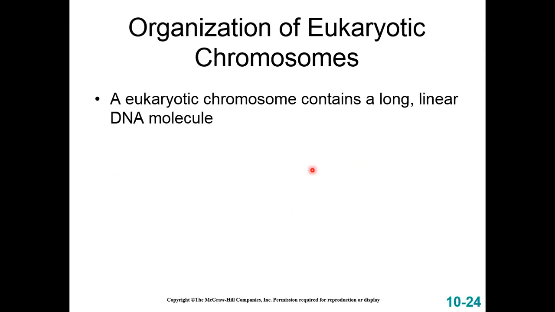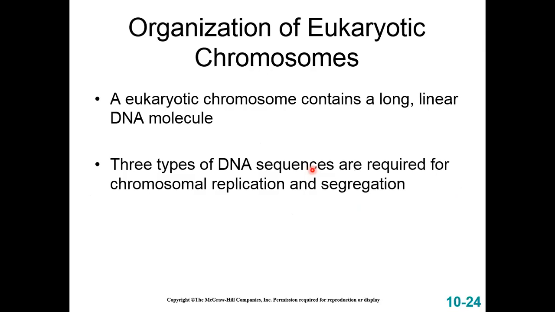Eukaryotic chromosomes contain a long linear DNA molecule. Three types of DNA sequences are required for chromosomal replication and segregation. Number one is the origin of replication, from where the replication is started. The second one is the centromere, which is the central or mid part of the chromosome, and the third one are the edges of the chromosome, which are called the telomeres.